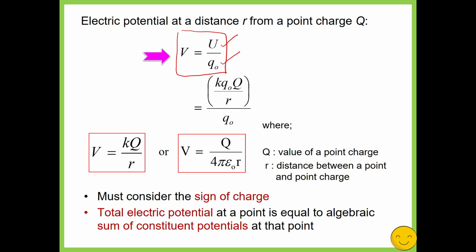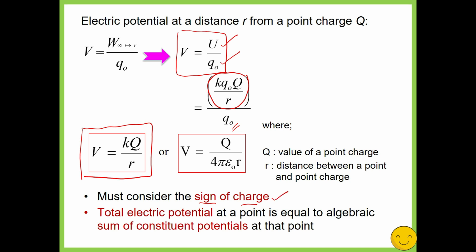So electric potential is equal to electric potential energy per unit charge. So we take the equation that we have got before and divide by the test charge, and finally we have the other term for electric potential, that is KQ over R. For your information, for electric potential, you must consider the sign of charge. And electric potential is a scalar quantity, which means it has no direction. So you will never draw any direction for electric potential, and so does the electric potential energy.